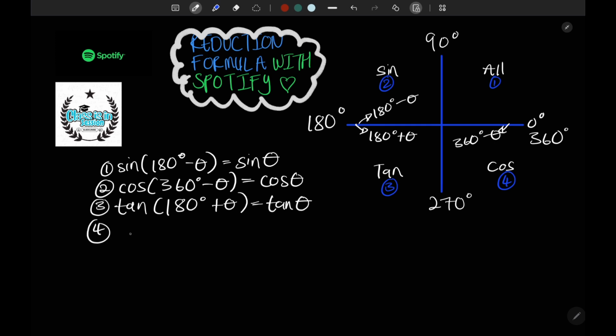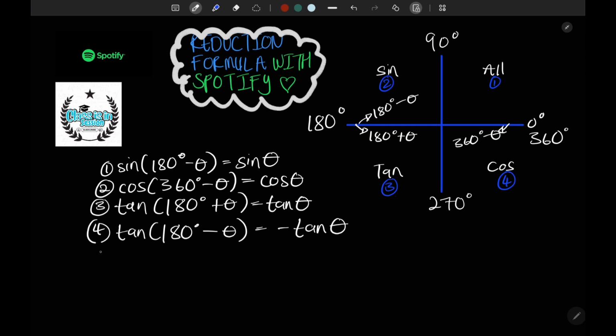Now let's do the fourth example, tan of 180 degrees minus theta. What's inside your bracket? You have 180 degrees minus theta. Let's look for 180 degrees. There's 180 degrees minus theta. It's in the second quadrant where tan is negative, right? Because it's sine's quadrant. In the second quadrant, tan is negative. So you write this as negative tan theta, as it's negative in that quadrant.